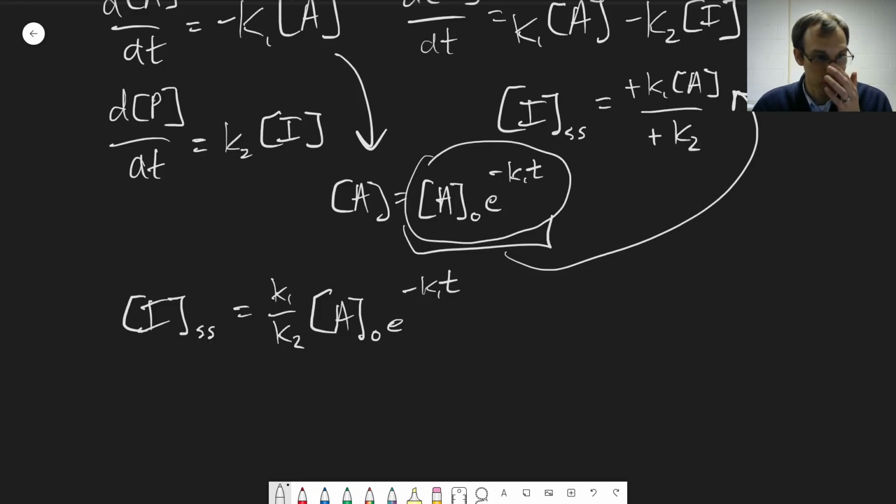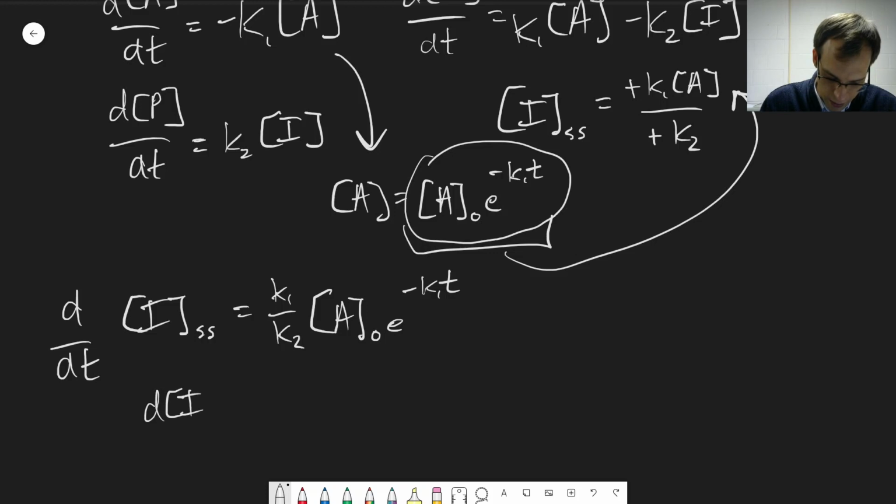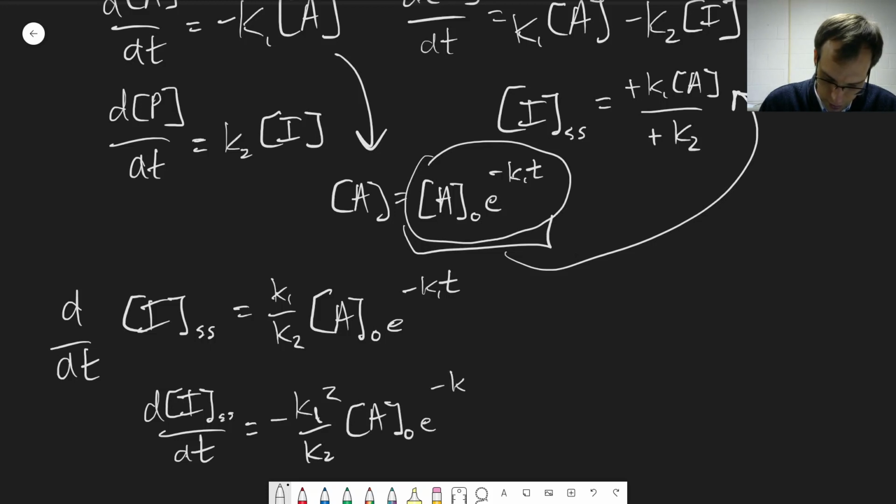So let's think about when this is going to work. What are the conditions? We've already said it, but let's show it mathematically again. How does this change with time? We want to show that dI/dt is actually going to be 0. So let's take the derivative of this with respect to time. We're taking the derivative of an exponential, so we'll get a minus K1. So dI/dt under steady state will give us minus K1 squared over K2 times A naught e to the minus K1 t.